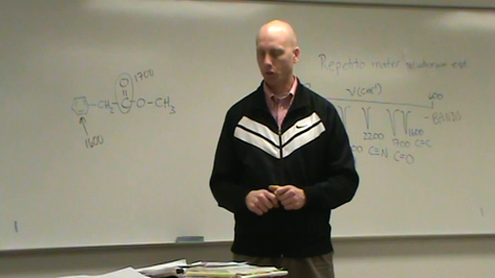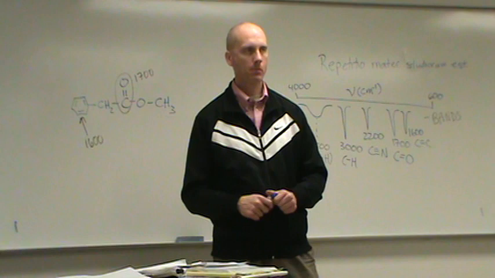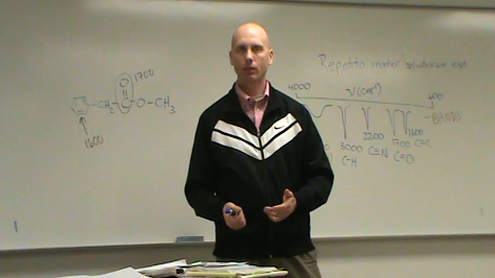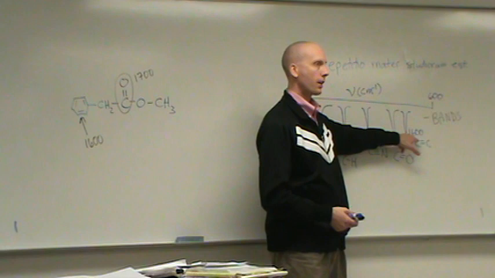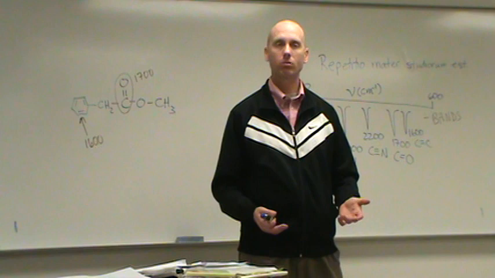What information is that one giving you? Okay, you see a peak where at? C double bond C. So I know I have that. And what else do I know is in there? Carbon hydrogens at 3,000. That's about it. Okay. All right. The structure of this.